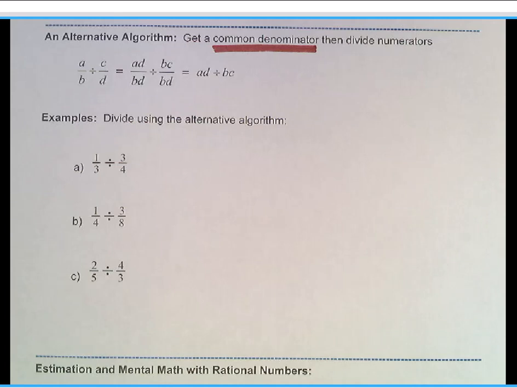Now, dividing fractions, you don't have to have a common denominator. The only time you have to have a common denominator is with adding and subtracting. We don't normally do it for multiplying and dividing because we don't need it. But what if the problem already had a common denominator? Or what if you just really felt like getting a common denominator? Well, you can do division this way also.